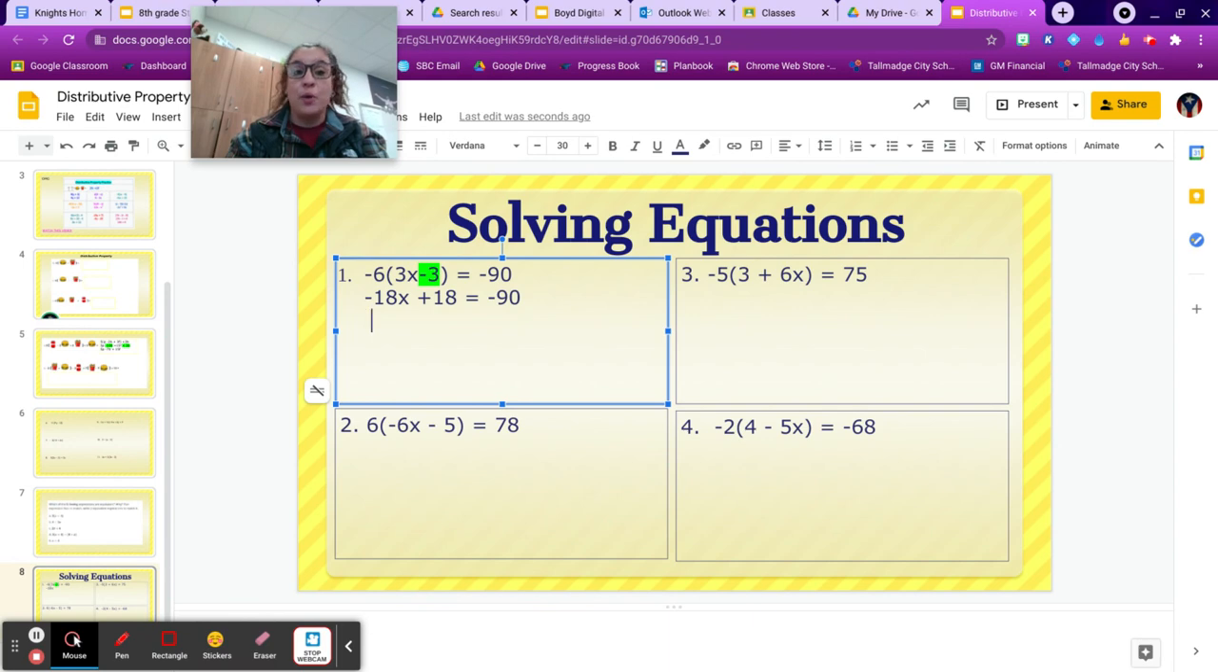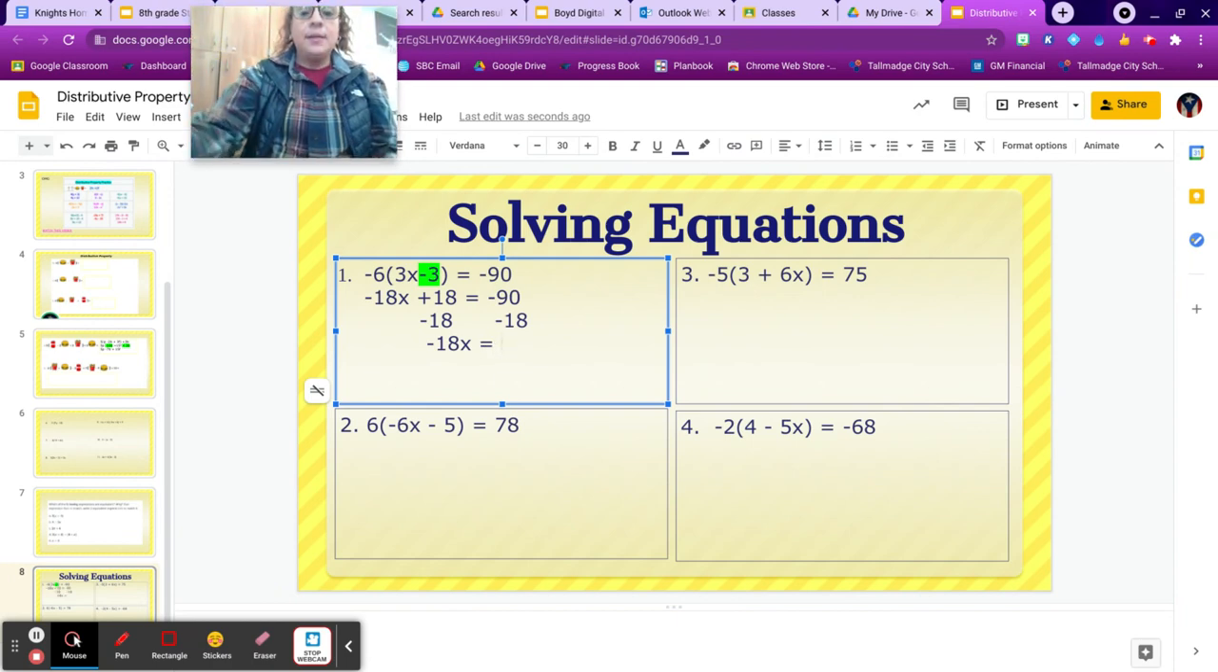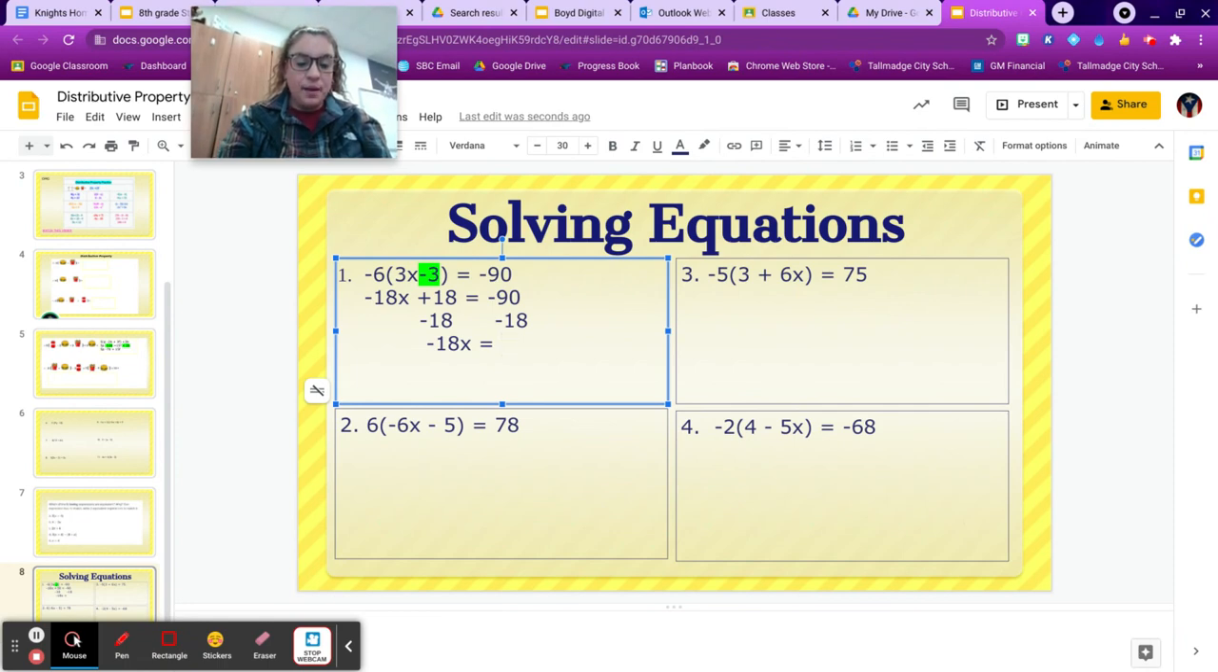Notice now this is a normal two-step equation like we're used to solving. So I'm going to subtract 18 from both sides. That would leave me with negative 18x equals, let me grab my calculator here, negative 90 minus 18 is negative 108. Then to get rid of multiplying by negative 18, we're going to divide by negative 18 on both sides. And I am left with x equals negative 108 divided by negative 18 is positive 6.